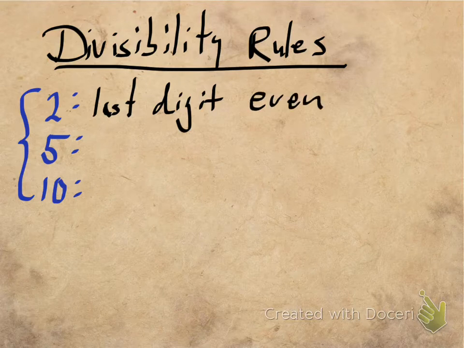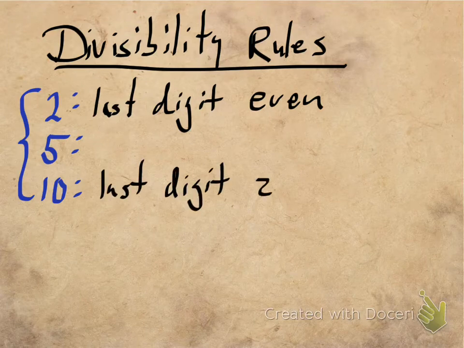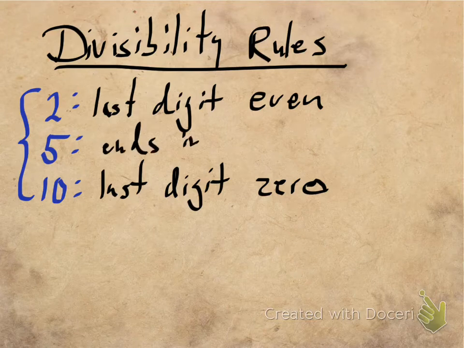Let's skip down to number 10. Ryan, when is a number going to be divisible by 10? If the last digit is 0. Yeah, the last digit has to be 0. And finally, when is a number divisible by 5, Jake? If it ends in a 5 or a 0. Yeah, that's another way to say it. So let's phrase it that way: if it ends in either a 5 or a 0.